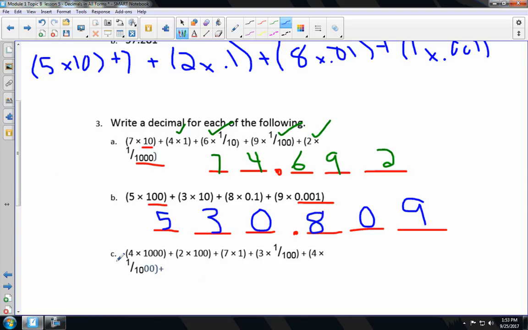And the last one, we're going all the way out to the thousandths. We have 4,000. We have 200. There's no tens. There's a 7 in the ones, so then we have a decimal. There is no tenths, and then we have a 3 and a 4. And that's all the forms of decimals that we need to know, standard, word, and expanded.